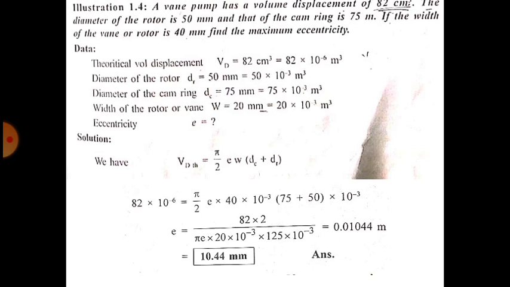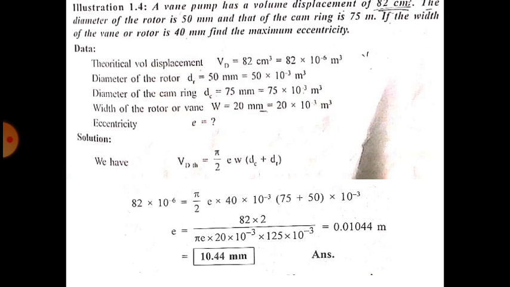So Vd is equal to 82 cm³, that is 82 into 10 raised to minus 6 m³. Diameter of the rotor is 50 into 10 raised to minus 3 m. Diameter of the cam ring is 75 mm, that is 75 into 10 raised to minus 3 m. Width of the rotor is given as 40 mm. We are told to find E max. For a given discharge, you must find E.